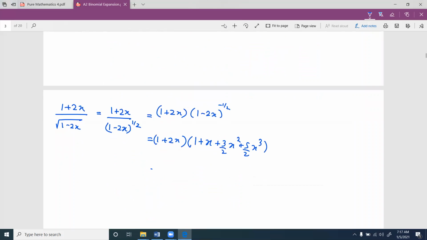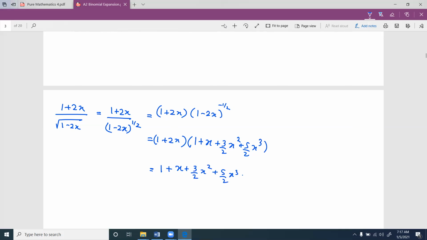Then I will multiply with 1. First of all, I am using a technique to get this. 1 into 1 is 1. 1 into x is x. 1 into 3 over 2 x squared is 3 over 2 x squared. 1 into 5 over 2 x cubed is 5 over 2 x to the power 3. So they usually mention, as in our AS level, we write including up to x to the power 3. They ask to write out the expression up to x to the power 3, including x to the power 3. Right? That's the expression start.